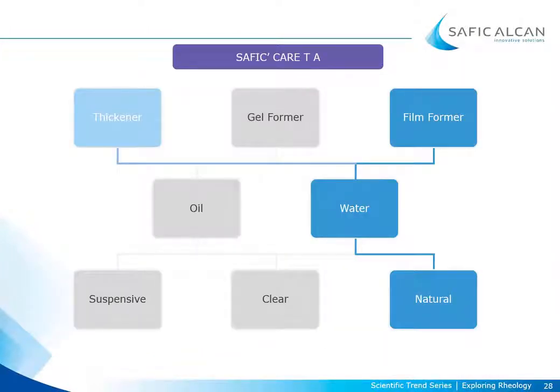Let's now move to the last area, which is film forming. We'll be talking about the Safic-Alcan TA range. These are alginates which are extracted from brown algae.